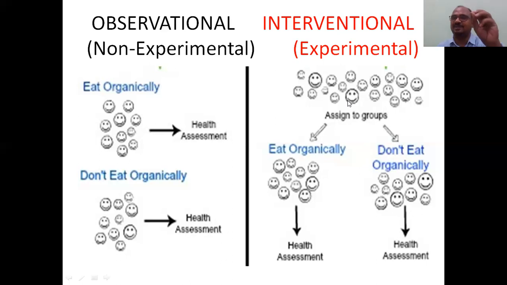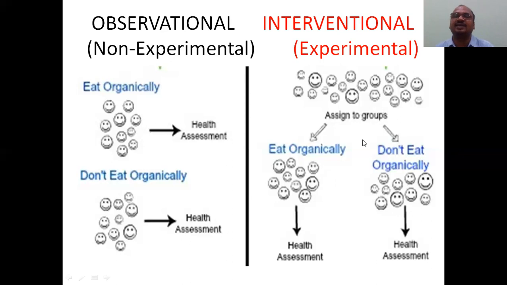Here I will ask them, divide them, and give food with my money. For some people I am giving organic food with my money, and for some people I am giving non-organic food. You got my point? I am investing my money on them for the study. That's why this is called experimental. You are dividing them. Even if someone is taking inorganic food, I force them to take organic food.